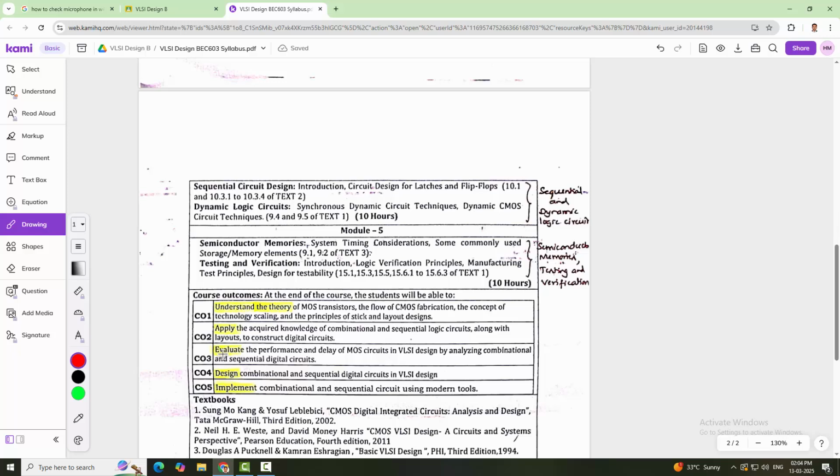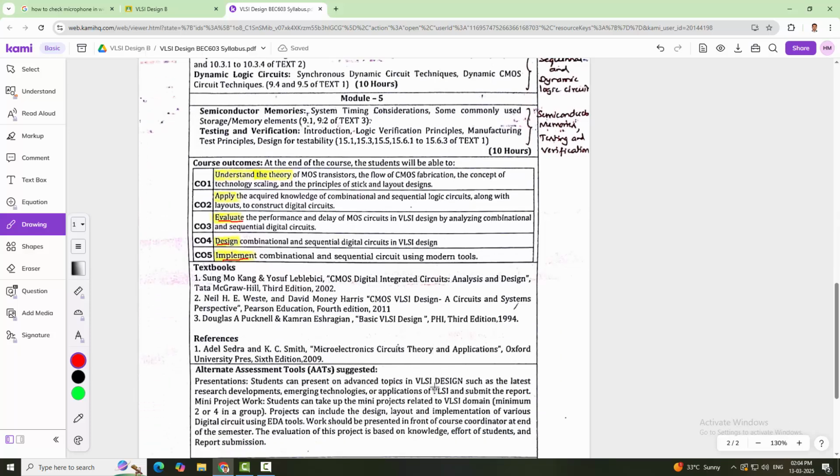circuits. Course Outcome 3, where the key word is evaluate: we evaluate the performance and delay of MOS circuits in VLSI design by analyzing combinational and sequential logic circuits. Course Outcome 4 is mainly focused on design: we design combinational and sequential logic circuits related to VLSI design. Course Outcome 5, where the key word is implement: here we implement the combinational and sequential logic circuits using modern tools such as Cadence.